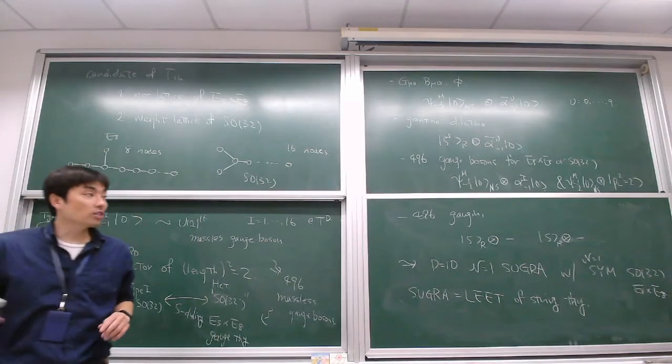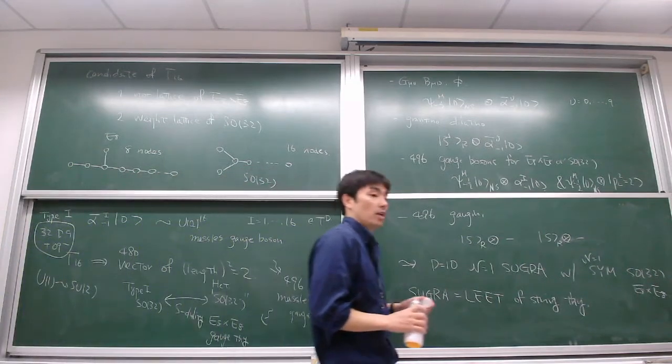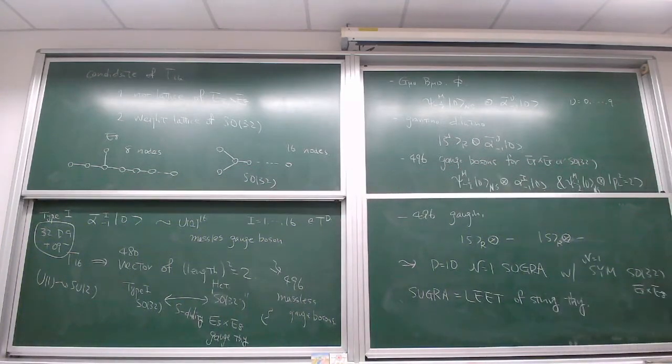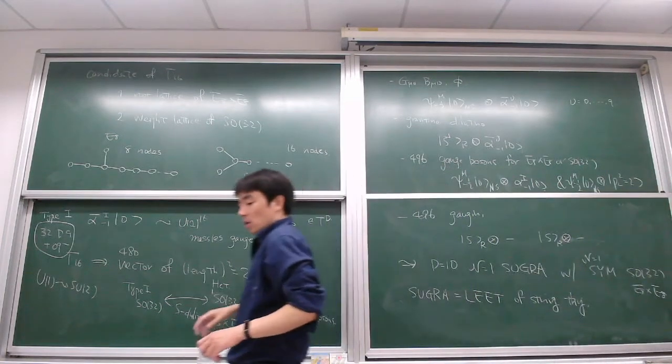This is the bosonic construction of the heterotic string, and then we will talk about the fermionic construction of the heterotic string later. Okay, let's take a break.